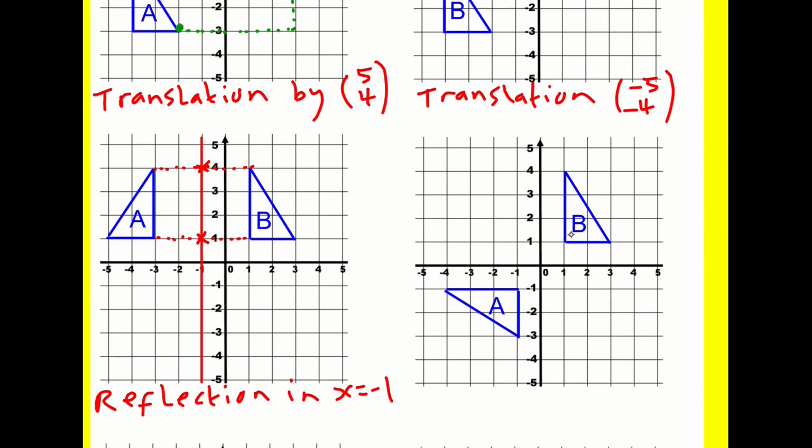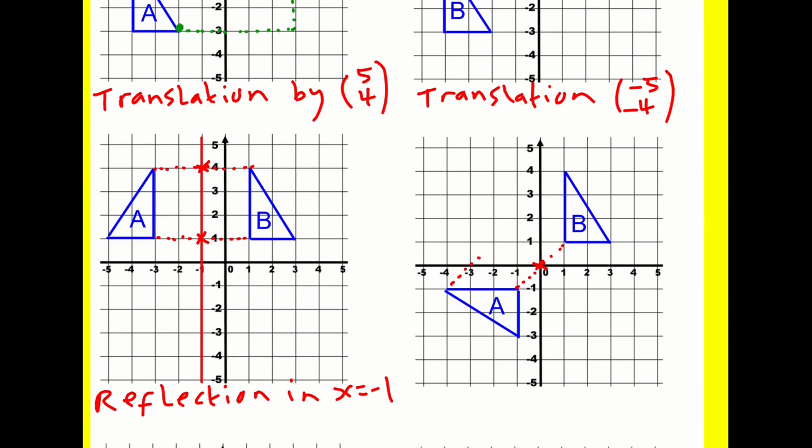It's not a translation. It hasn't just moved. It's not getting bigger. It's not a rotation. Right, so what is it? It must be another reflection. It's a bit harder to see, but let's just go with it. Let's connect corresponding points. And that would be where the mirror line goes through.